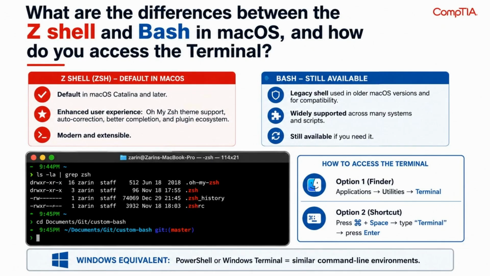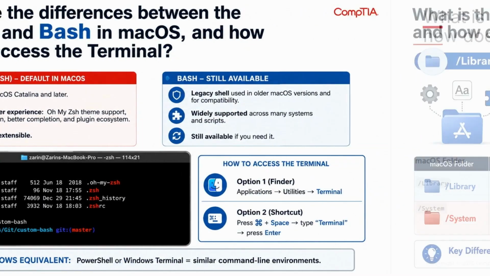macOS Catalina and later use Z Shell, or ZSH, by default, though Bash is still available for compatibility. ZSH's advantages include theme support through Oh My ZSH, autocorrection, and better tab completion. Access the terminal through Applications, Utilities, Terminal, or Command plus space, and type Terminal. The Windows equivalent is PowerShell, or Windows Terminal.